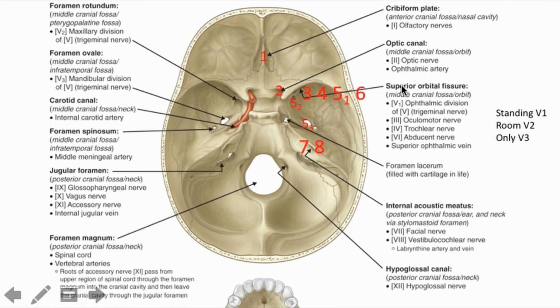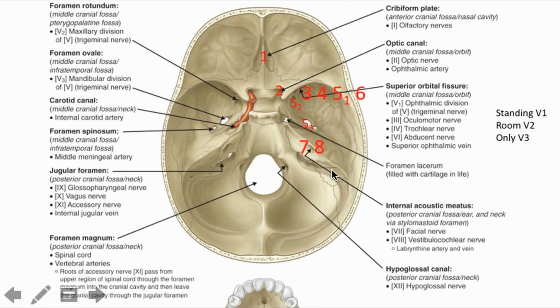So, standing room, which is the rotundum, and only, which is ovale, SRO. It helps us remember which branches go through which holes.